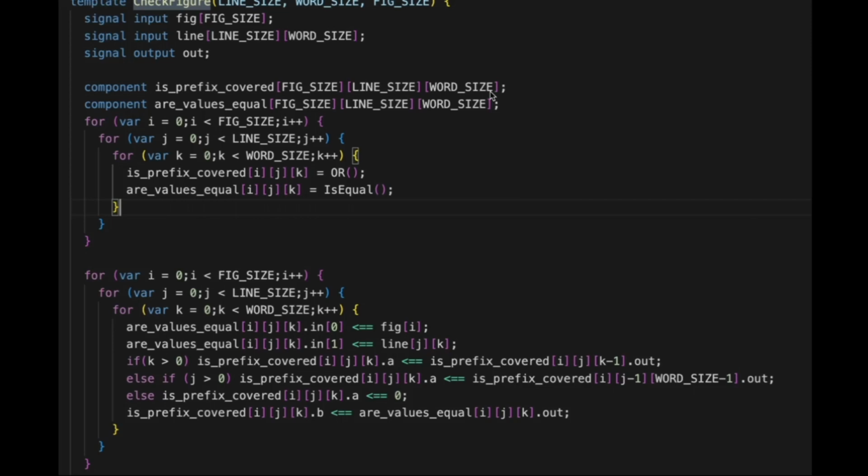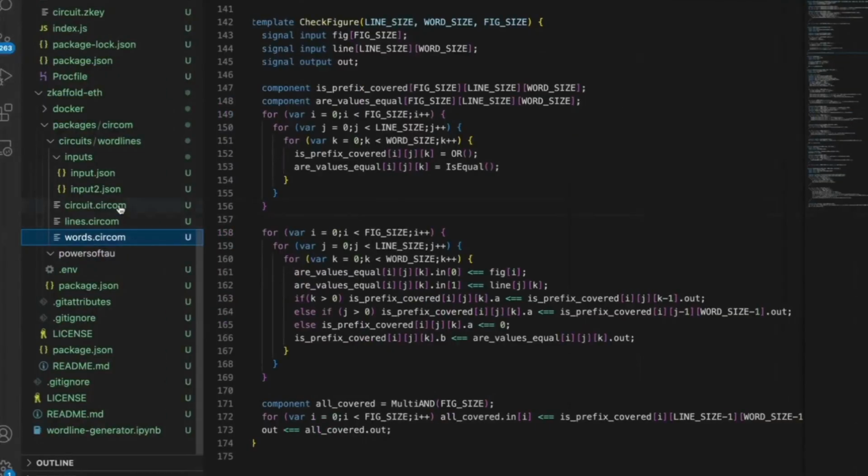It's making use of a lot of indices. So these are kind of like three-dimensional circuits, if I can call them. So our values equal. So it basically loops over your figure, loops over the line, and then each letter of the word. And then I think it just probably checks that they all exist in figure. They're all included, yeah.